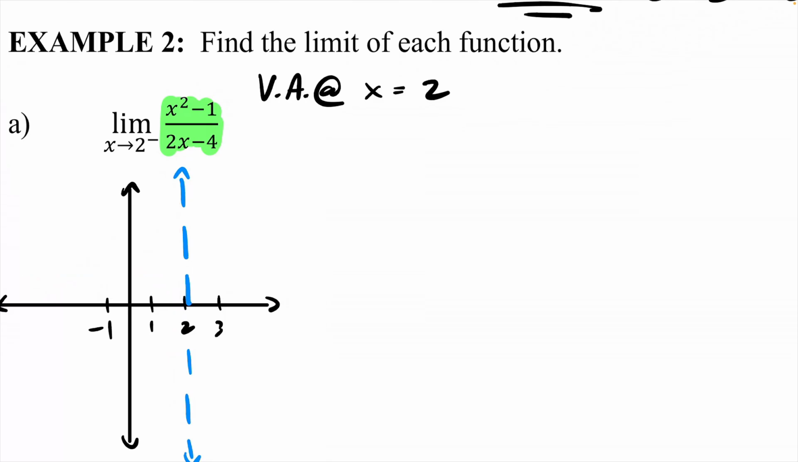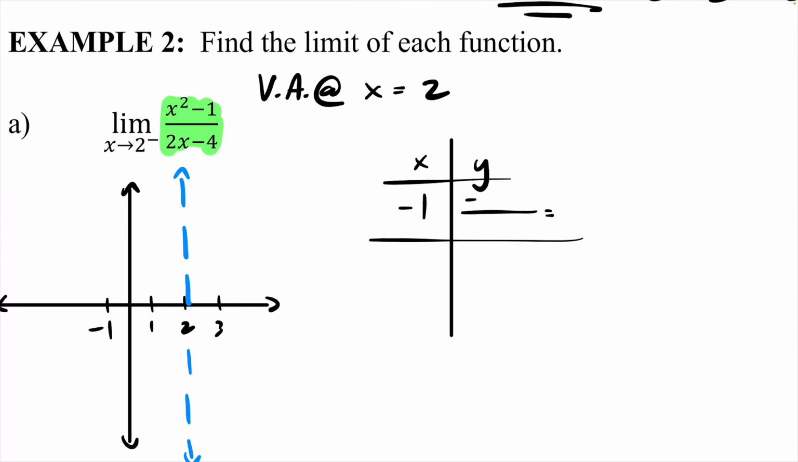So what I'm going to do is make a little x and y table. Okay? I'm going to choose some points and go from left to right, because that's what negative means, right? Go from left to right. So I'm going to start with -1. Let me plug -1 into the original. So it would be -1 squared, minus 1, over 2 times -1 minus 4.